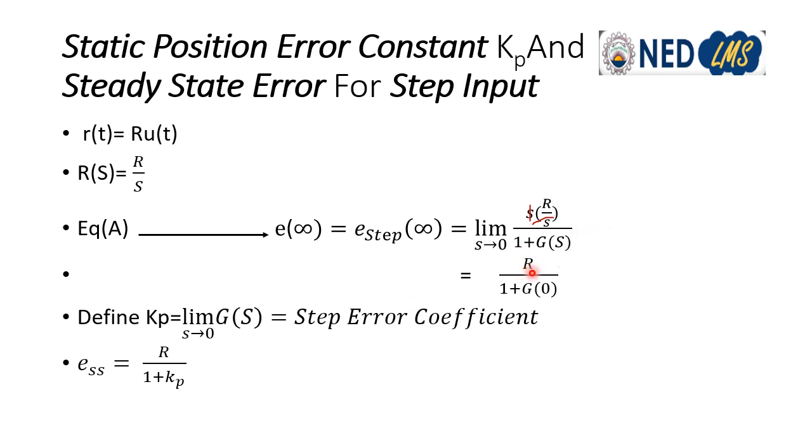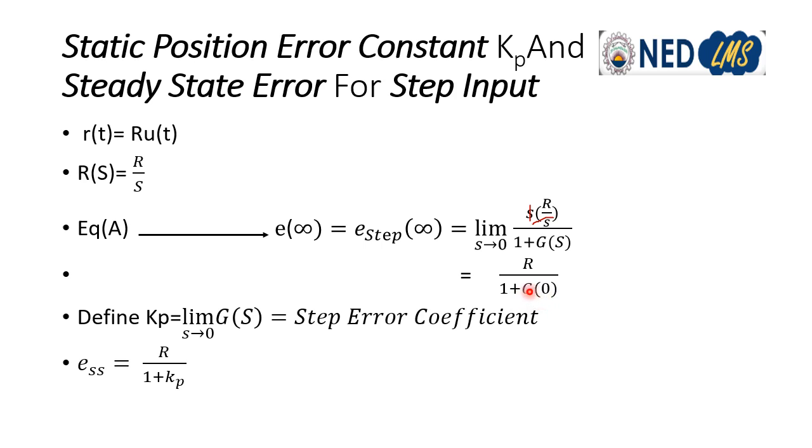Please remember that this R is a constant value, that is the magnitude of this input function. For example, if this is 10 u(t), then this 10 is the magnitude, and when we write s R(s) in the bracket s, it means that R is a function of s in the S domain. So we don't need to apply the limit to the constant R. We apply the limit here in the function G(s), because this is a function of s. So R upon 1 plus G of 0.